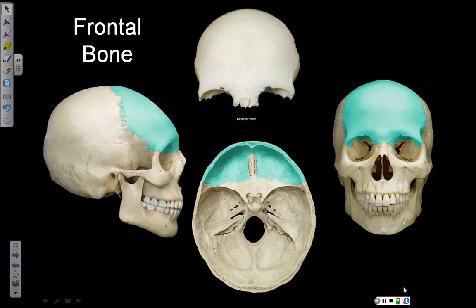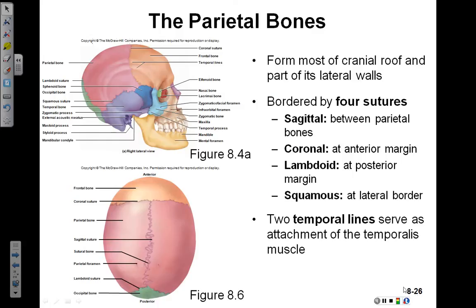Frontal bone. Here's that coronal suture. Those sutures look like little jigsaw puzzles. Looks like someone stitched the skull together. Here's that temporal bone right here. First signs of what? Gray hairs. These two pictures will be on your test. Figure 8.4a, figure 8.6.